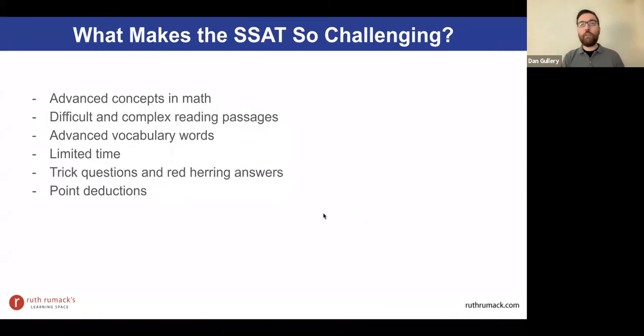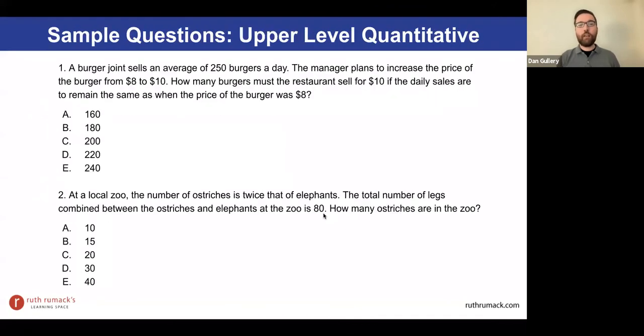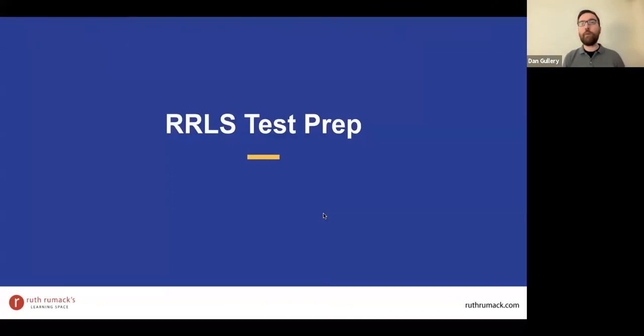So we talked about these, amazing. Let's talk about test prep. As I've said already, test prep is extremely important in terms of getting kids ready for this.